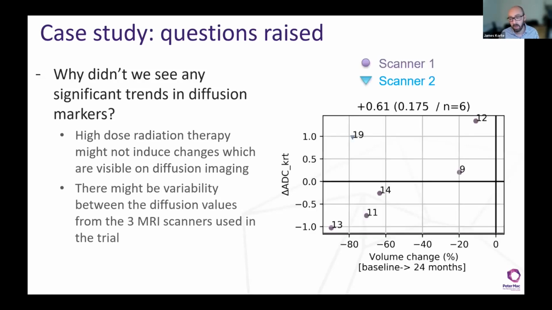So for instance, if we look at this, it's the ADC kurtosis at 3 months, and how it's changed compared to 2-year changes on CT. You'll notice that if we just looked at scanner 1, which are the purple dots, it looks like a pretty good linear trend. But then we've got scanner 2 there with one participant who's really not fitting that trend. So is there potential that there's some difference in the way that we're measuring ADC on that scanner? If that point was sitting down there, then suddenly we'd have something that looks like a significant trend.